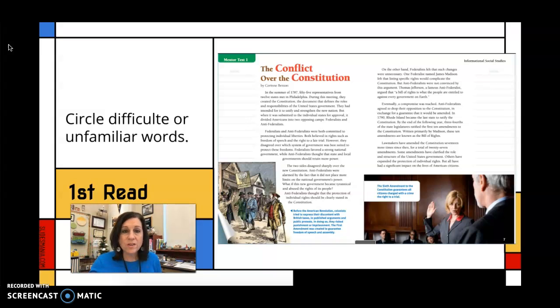Okay. We know that this is an informational text, so I want you to be looking for maybe words that are difficult or unfamiliar. I know right now you can't circle those words, but maybe write down on a piece of paper words that are difficult for you or unfamiliar words.